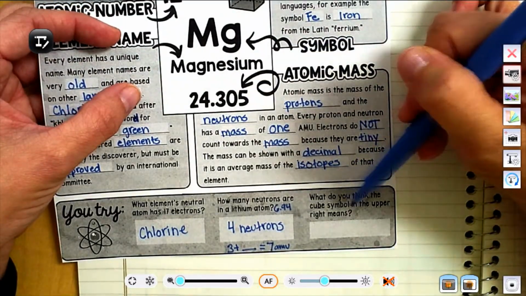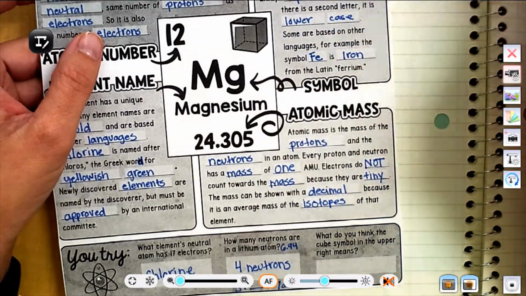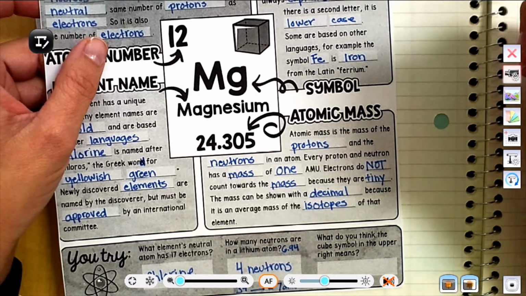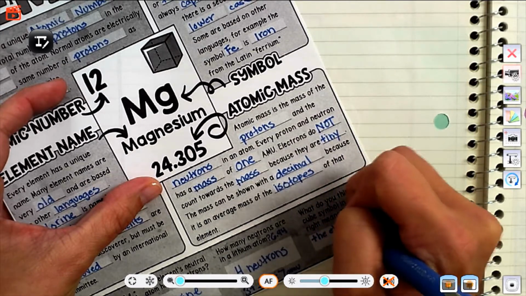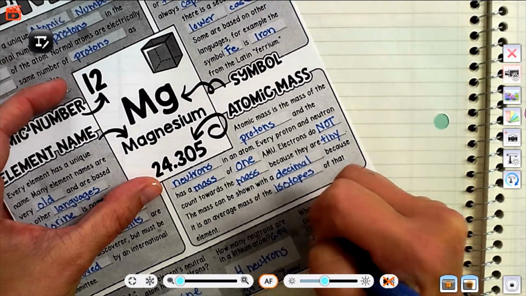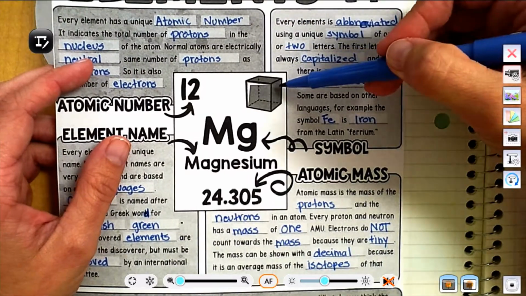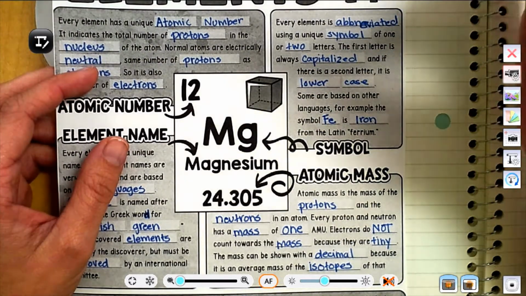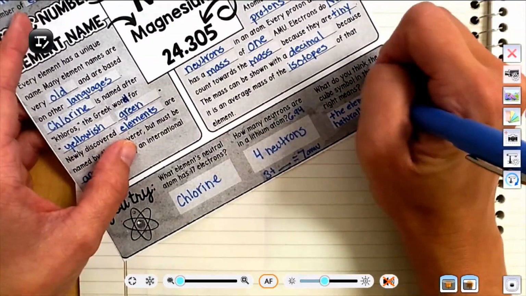What do you think the cube symbol in the upper right corner of magnesium means? So there's a cube up there. I'm going to tell you that it means it's either naturally a solid, a liquid, or a gas. So the element is naturally a, take your best guess. If you see that nice crisp cube with those edges, you think it's naturally a solid, a liquid, or a gas. If you said solid, you are right.